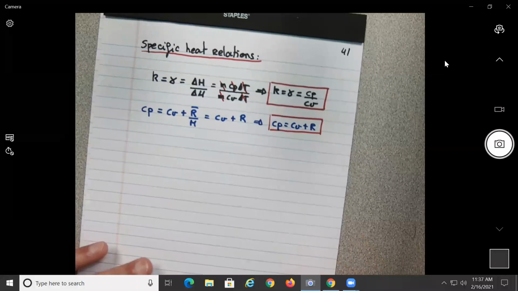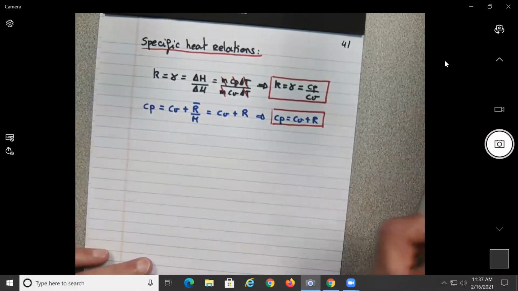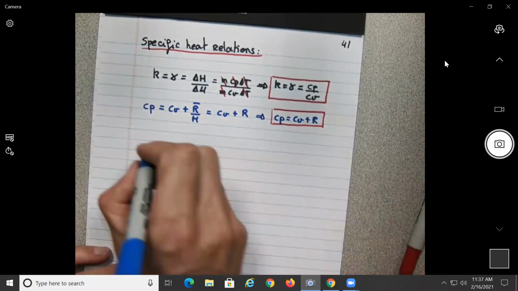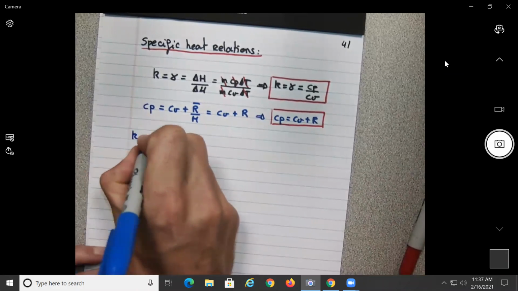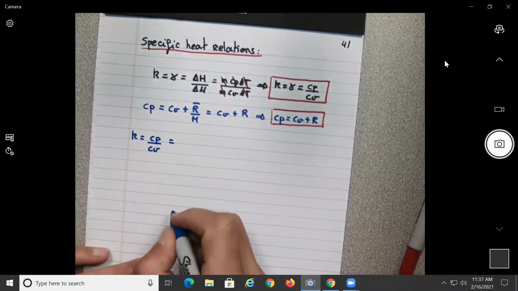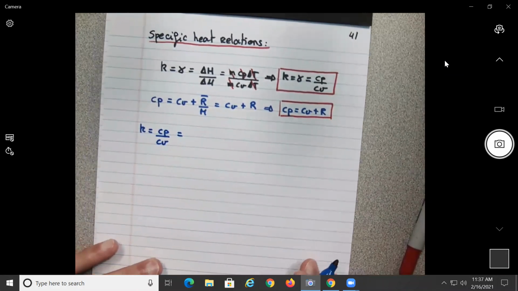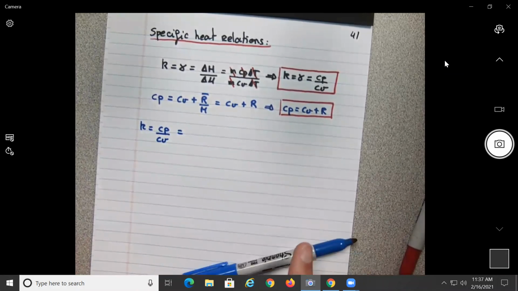Okay, so from these two relations, you can rewrite different relations, which is, for example, K equals CP over CV. And then from last time, R bar is R divided by the molar mass. So, okay, let's make sure that's clear.